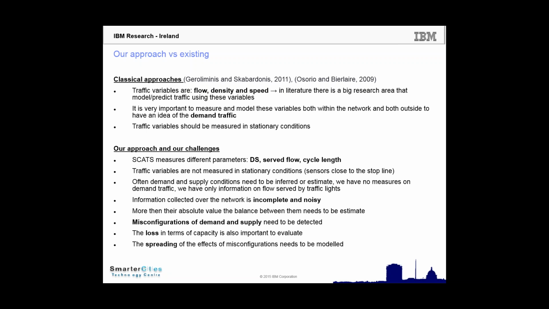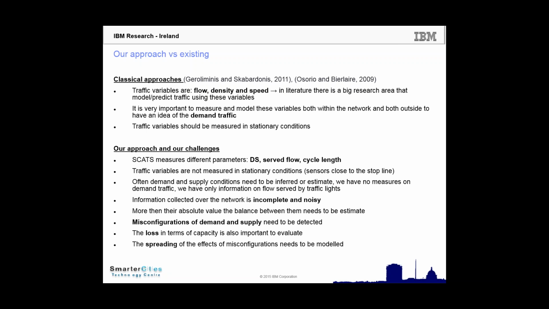So our dataset is collected by the SCATS system. It is an adaptive control system working in Dublin. The traffic parameters that were collected by the control system are the degree of saturation, the flow, and the cycle length, and other control parameters. I will go deeper into detail on these three quantities later.